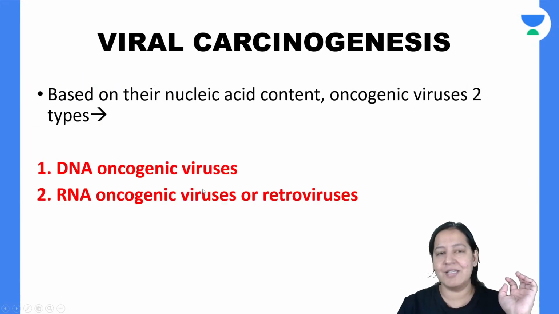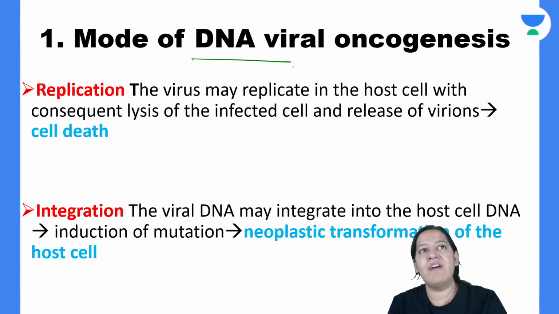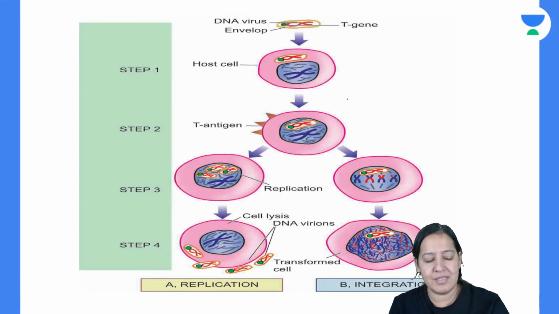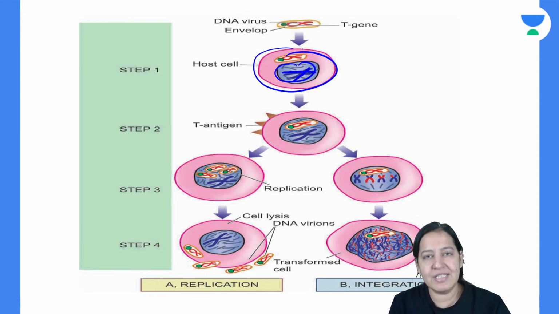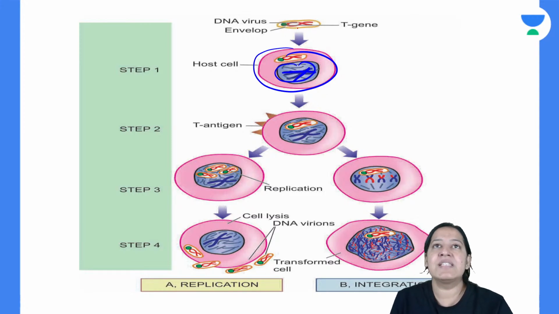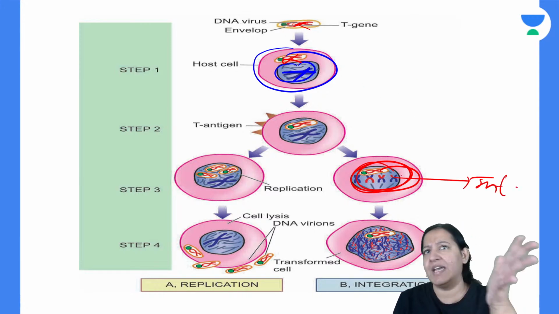So this is the mechanism for DNA and RNA viruses, how they are oncogenic. For DNA viruses, they directly integrate. Can you see? This is a human cell and this is the nucleus, and blue color is the human DNA. And this is the DNA virus, which is entering inside the cell. The red color is the virus DNA. So red and blue directly combine with each other. Integration takes place directly because both of them are DNA.